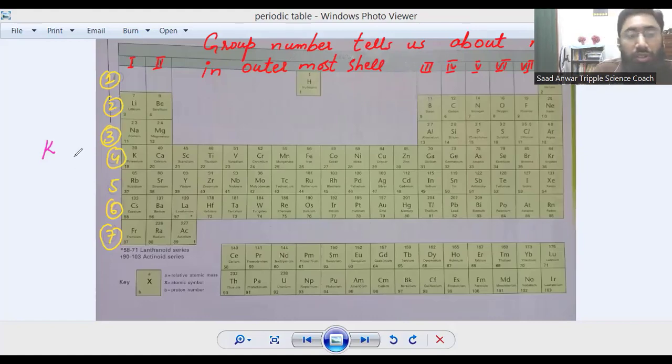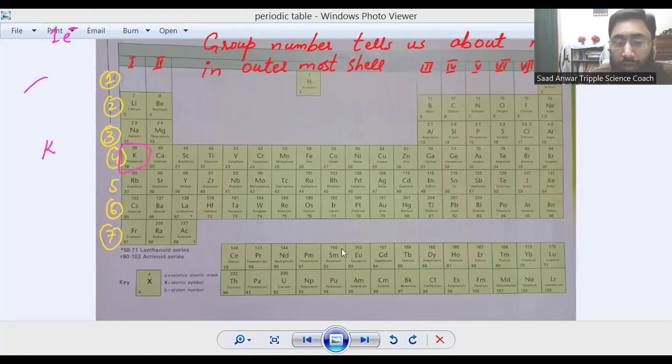Okay, this is potassium. Just check the group number of potassium. Listen to these things attentively, my friends. Potassium belongs to group 1. So just say the outermost shell of potassium has 1 electron. Potassium belongs to group 1. So the outermost shell of potassium has 1 electron.